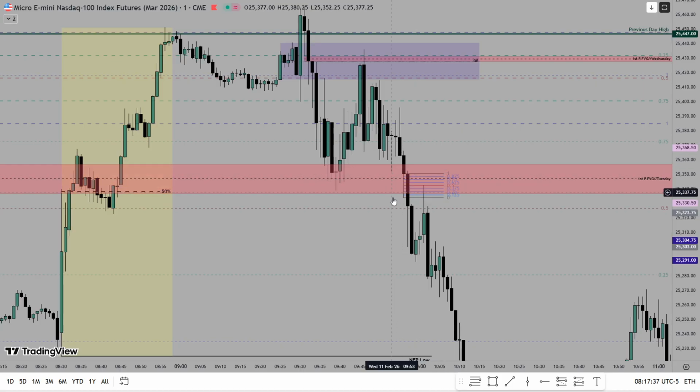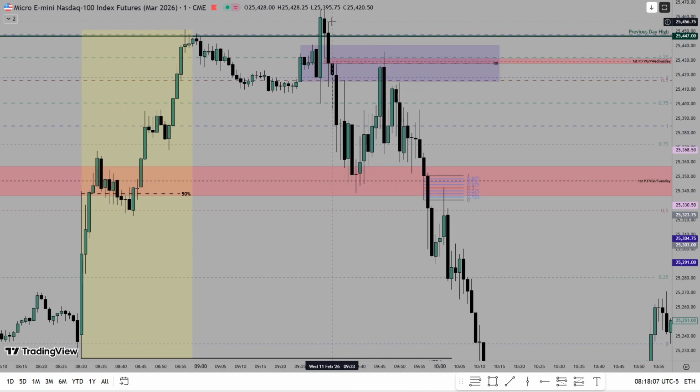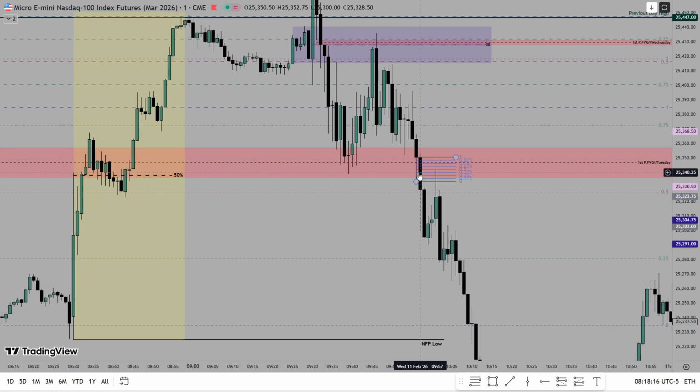This is important because this is formed in the consequent encroachment or the mean threshold of this range. This is the data low, data high. As well, this is inside the first printed fair value gap with this mitigation block or the breaker block. If we consider this short-term high, then this could be called a breaker block. But if we consider this one, this is the mitigation block. So this is formed at this area. That's why I marked this one and divided it in 8.